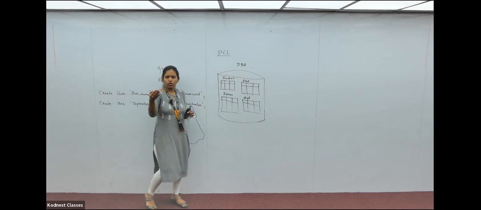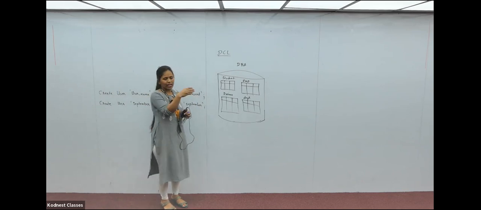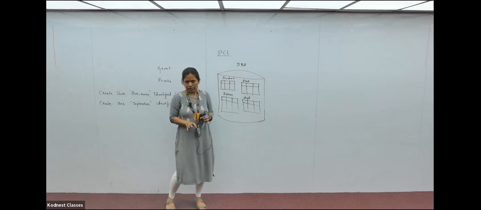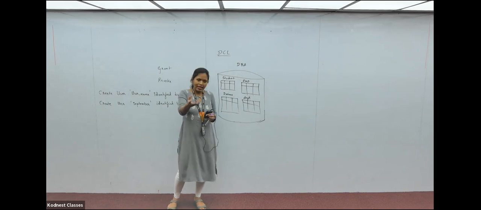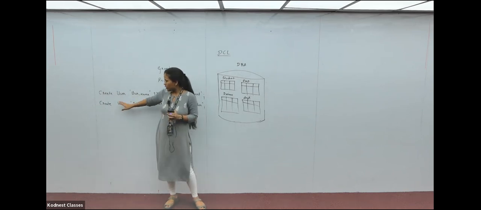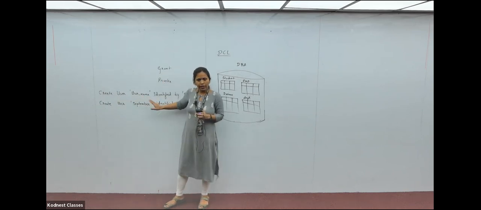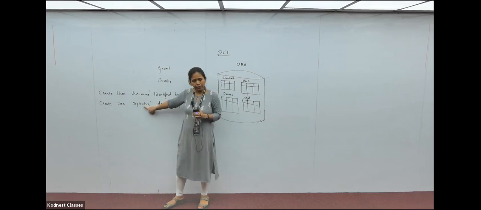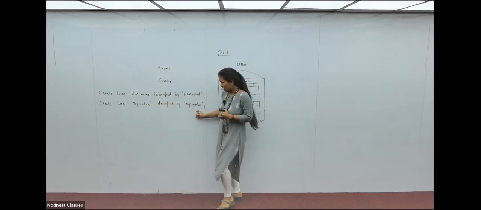Access will be given to the users. Since we don't have any other users existing in our system, first I'll create one user. How to create a user? This is the syntax for it. I'll create one user by the name September, and the password I'll give as September itself.